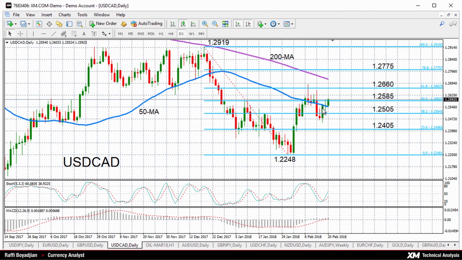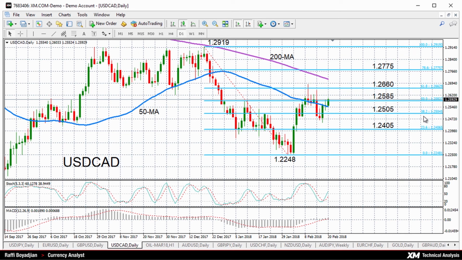And then we've got the 78.6% Fibonacci retracement at around 1.2775. To the downside, the 50-day moving average is providing immediate support around 1.2550. A drop below that level would risk shifting the near-term bias back to a bearish one, and then also risk losing the 1.25 handle.